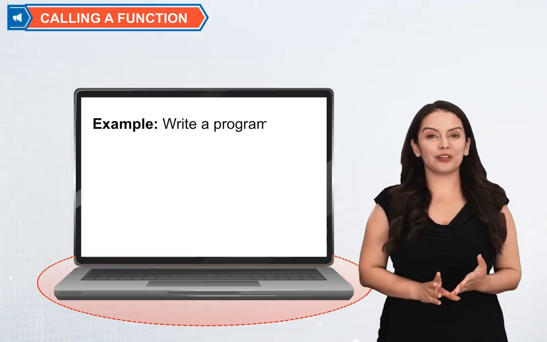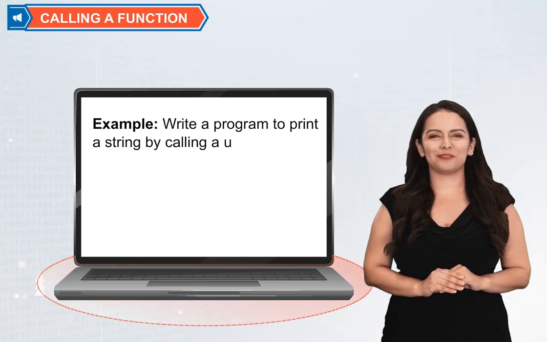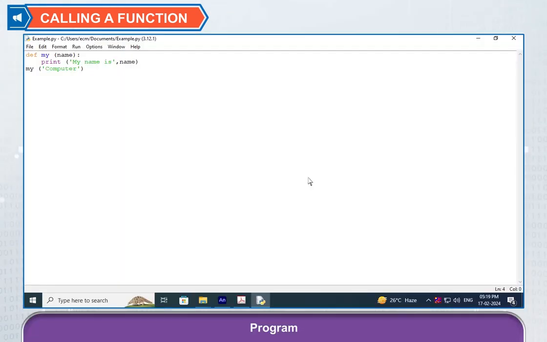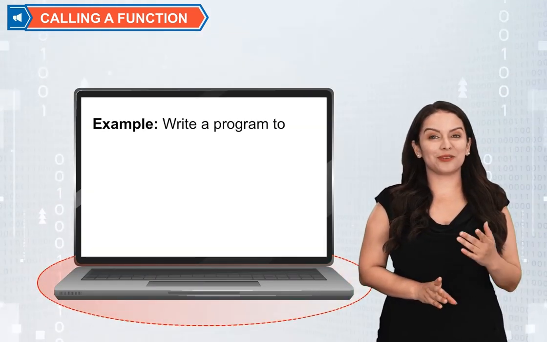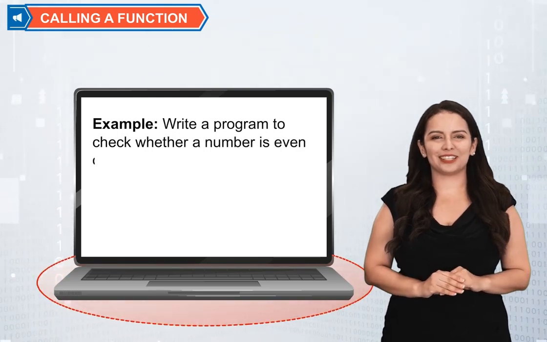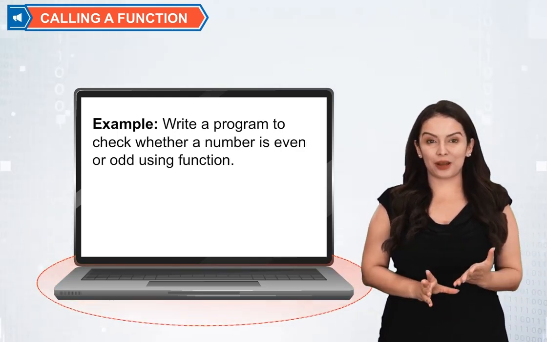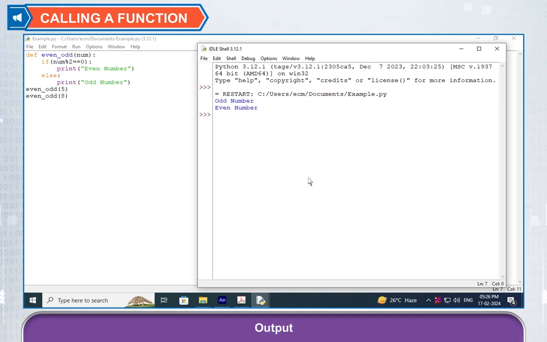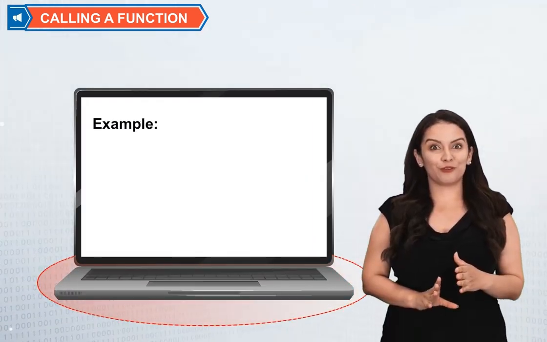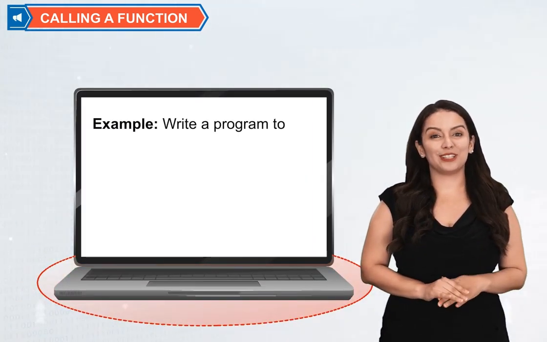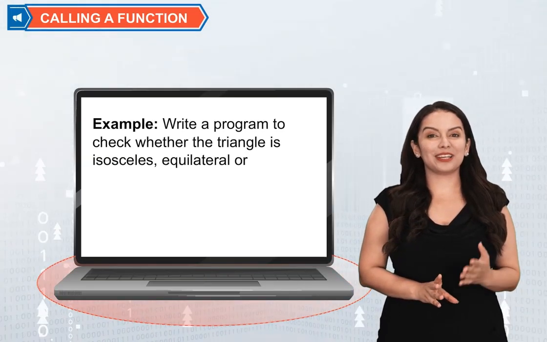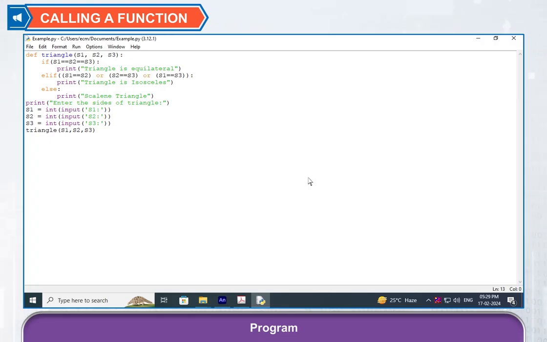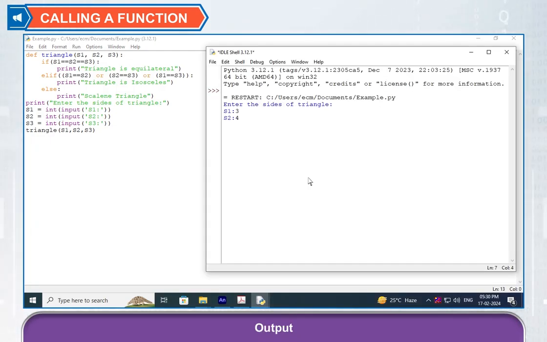Example: write a program to print a string by calling a user-defined function. Program. Output. Example: write a program to check whether a number is even or odd using function. Program. Output. Example: write a program to check whether the triangle is isosceles, equilateral or scalene. Program. Output.